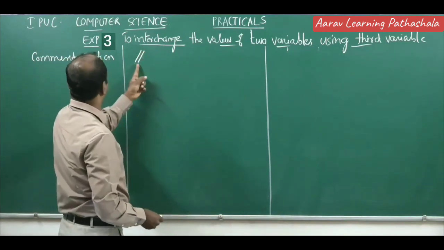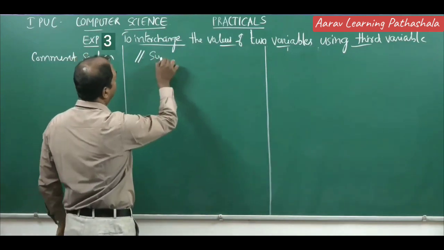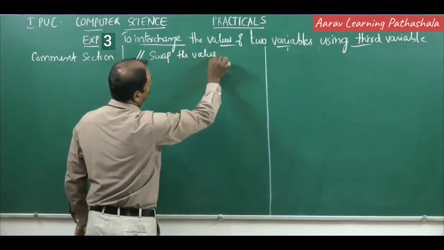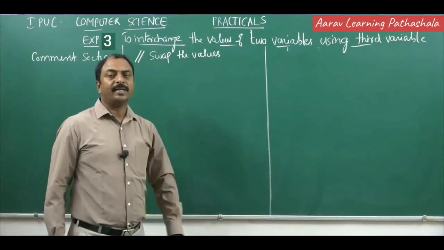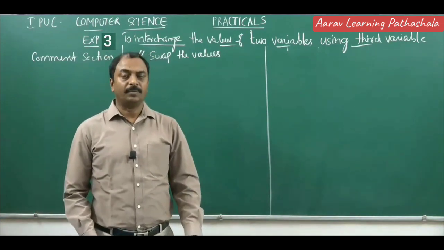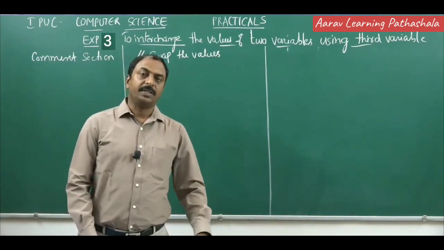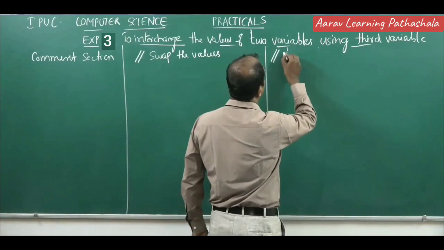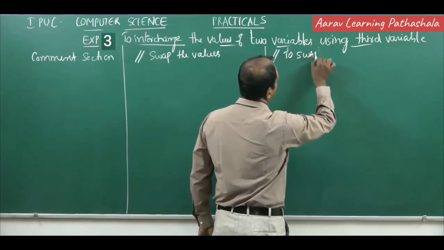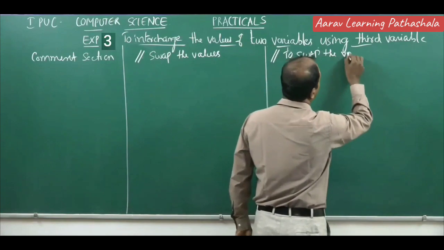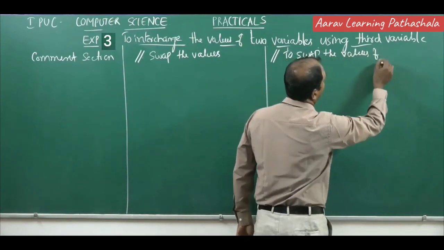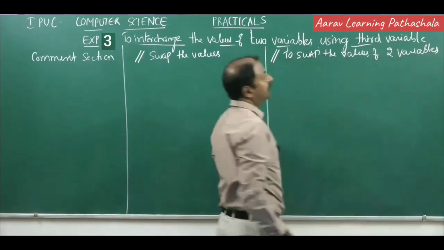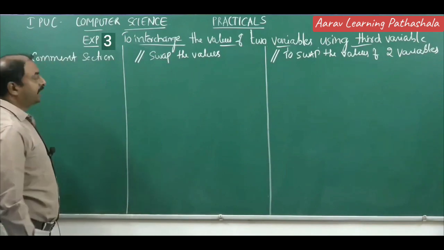So here I can write the comment. For example, here I can write: swap the values. This is one comment. These comments can be written at any point of time in a program. You can even write them at each and every statement of your program. For example, to swap the values of two variables. This is the first section, that is the comment section.